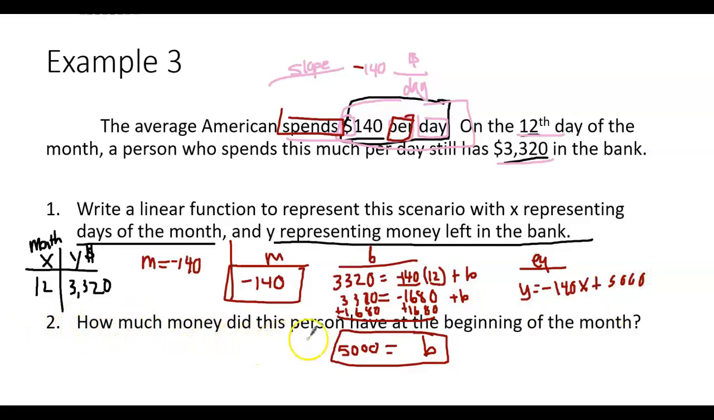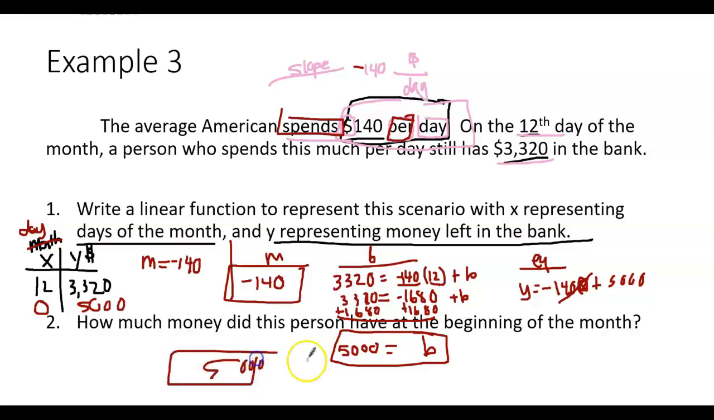Number 2, how much money does this person have at the beginning of the month? Well, I guess I should have put days here, huh? This X represents days of the month. It's not the month itself. So at the beginning of the month, that means 0 days, how much money do you have? Well, if I plug in 0 here, that's just going to cancel the 140 out and be left with 5,000. So the answer to this last thing here is 5,000.